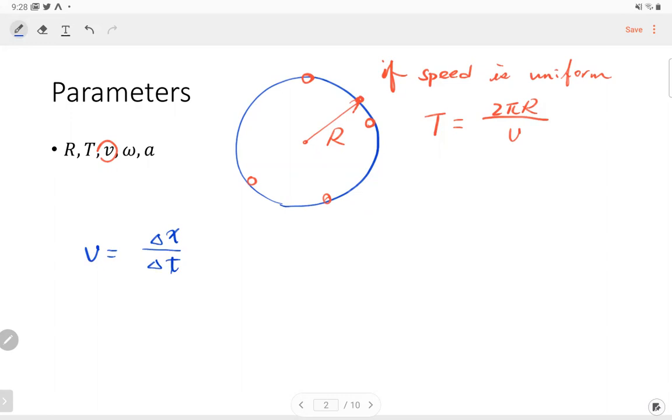But the direction is the tangential direction of the circle. So suppose the circular motion is clockwise, then the velocity at this point will be like this. I draw a tangential line and the direction goes right down, and we have an arrow on the v. So that's the direction. Direction is tangential.